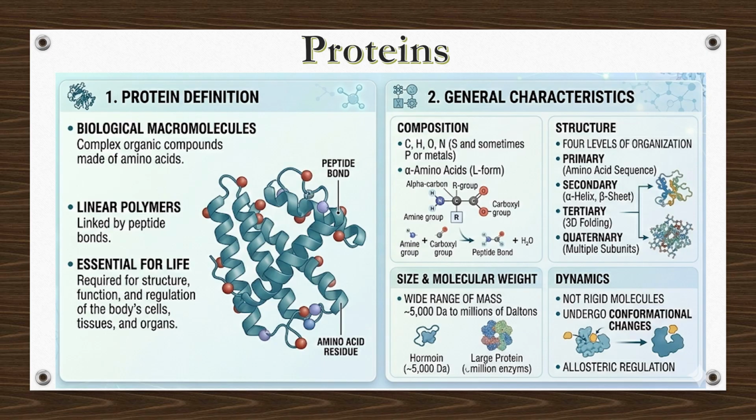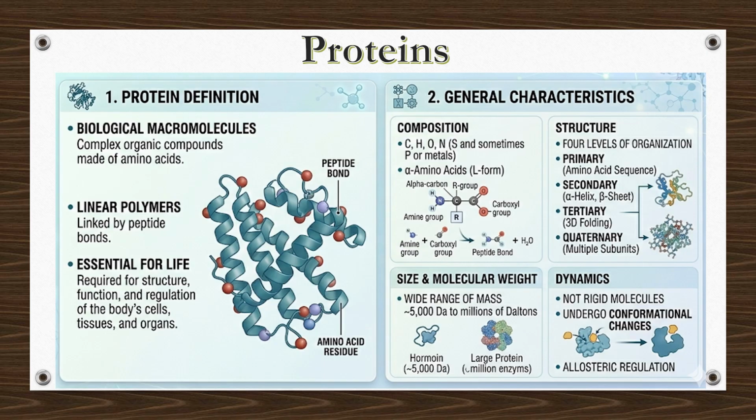Proteins are built mainly from carbon, hydrogen, oxygen, and nitrogen, with sulfur present in cysteine and methionine. Some proteins also contain phosphorus or metal ions, such as iron, zinc, or magnesium, which act as cofactors. Nitrogen content is relatively constant at about 16%, a property used in protein quantification.